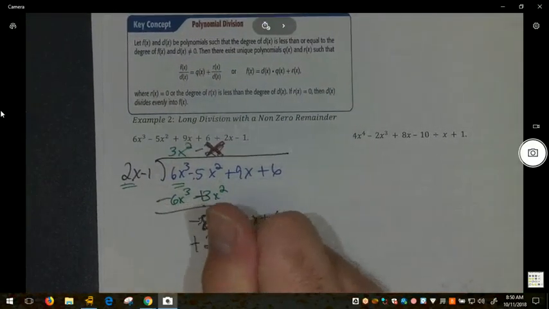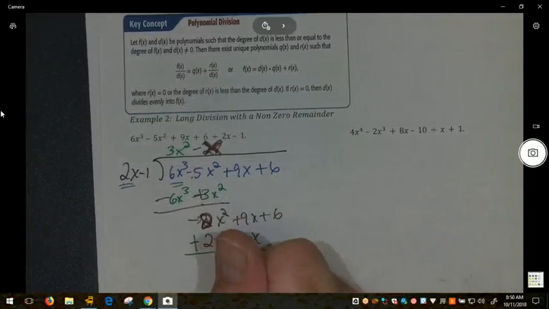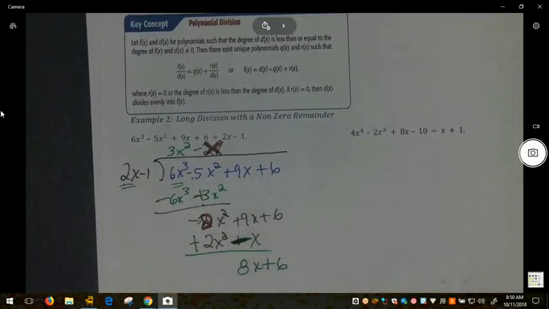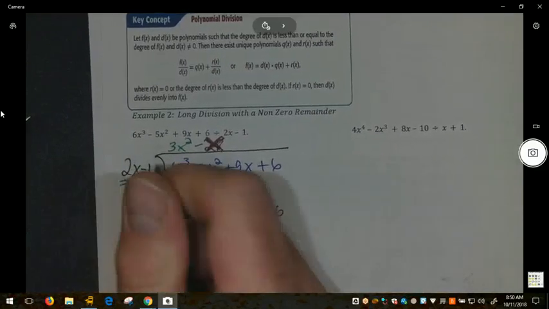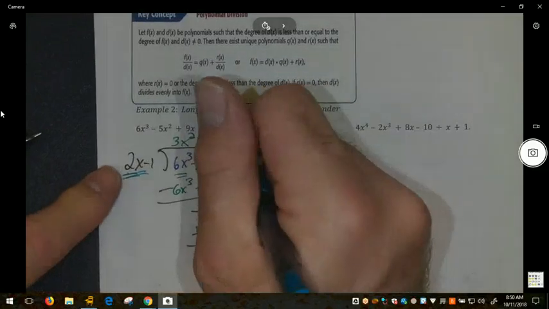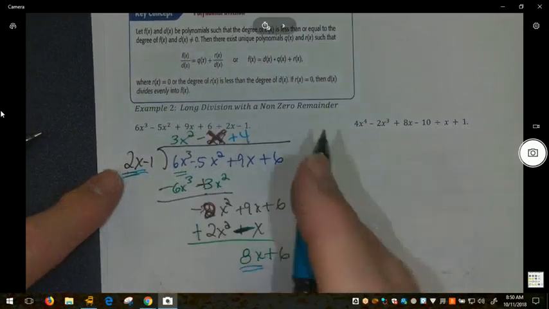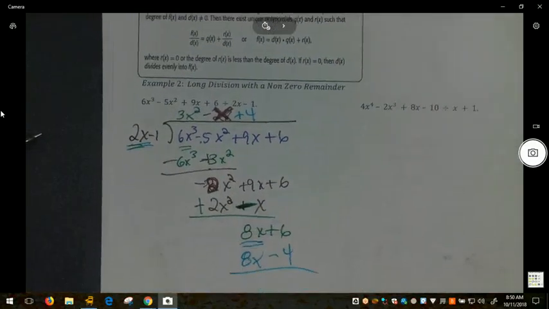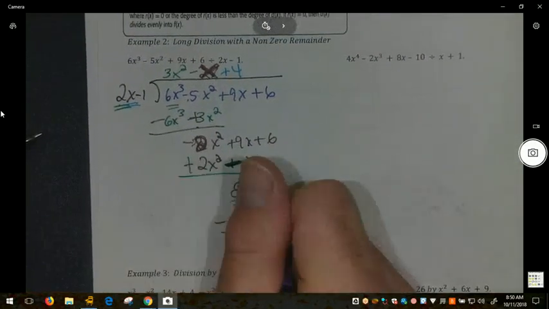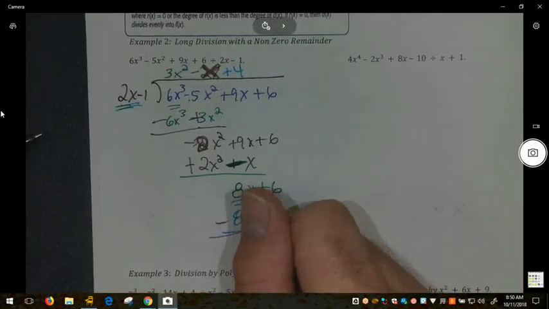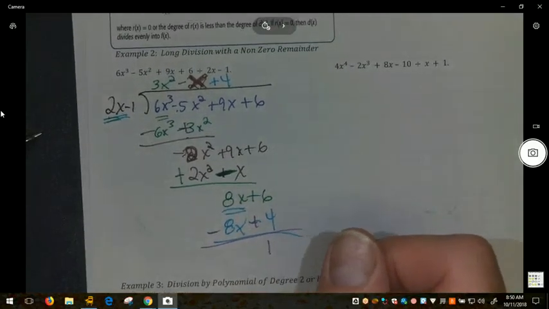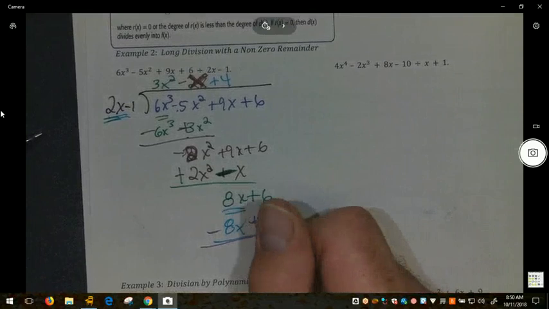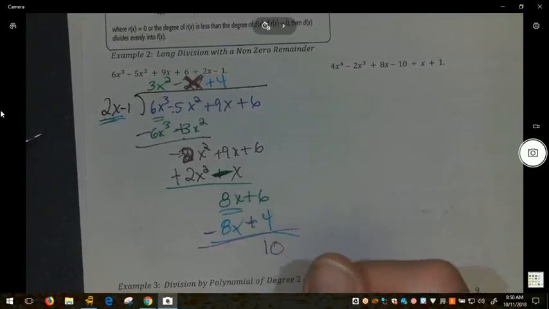Change the signs on every term I just generated. This becomes 8x plus 6. Now I ask, what will multiply to 8x? 2 times 4, so 2x times 4 gives me 8x. 4 times negative 1 is negative 4. I'm going to change the signs on those terms that I just generated. This gives me 10, which does have a remainder.